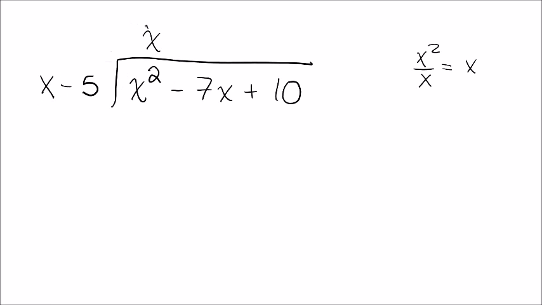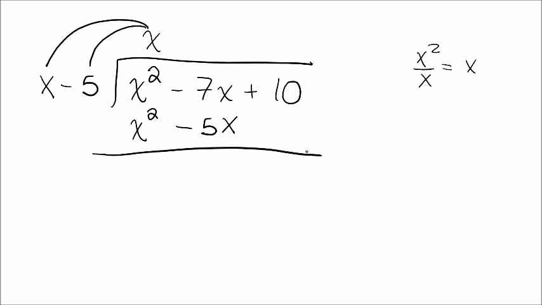And then whatever's above the line, I multiply it with what's in front. So x times x becomes x squared. x times negative 5 becomes a negative 5x. Now, just like with regular long division using actual numbers, what you do next is you subtract, and that's exactly what we're going to do here. So we're going to do the top minus the bottom.